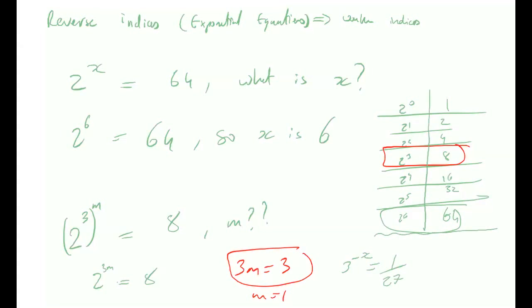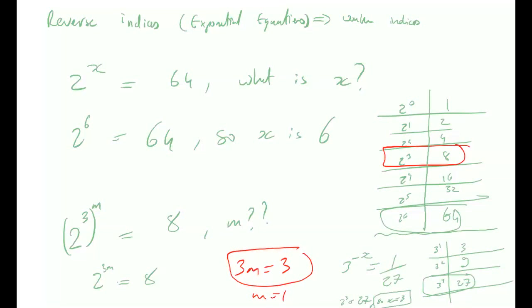3 power negative x is equal to 1 over 27. So let's write 3 here. 3 power 1, 3 power 2, 3 power 3. 3 power 1 is 3, then 9, and 27. So 3 power negative x is equal to 27. As you can see here, 3 power 3 is equal to 27. So x is equal to 3.